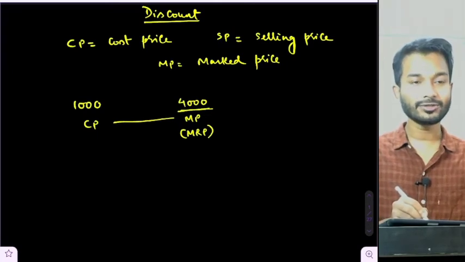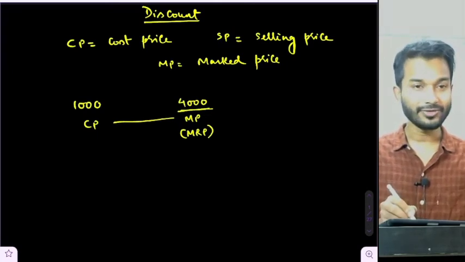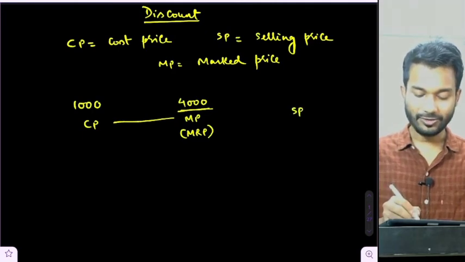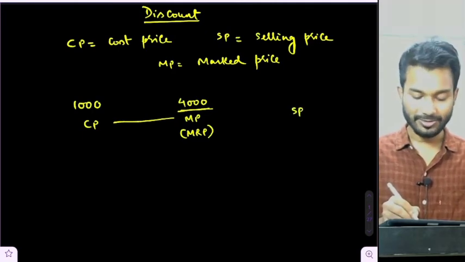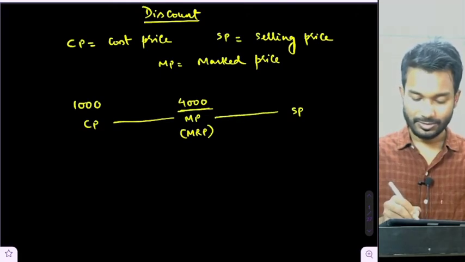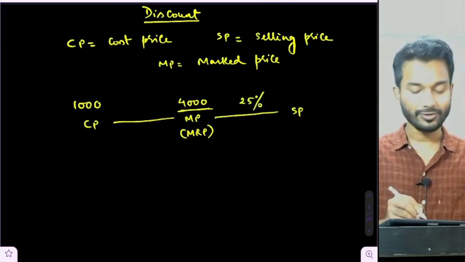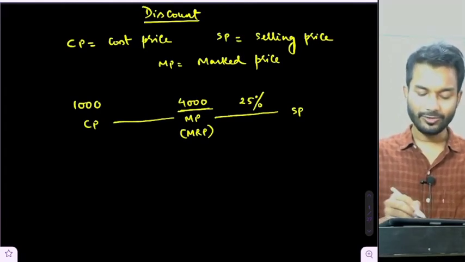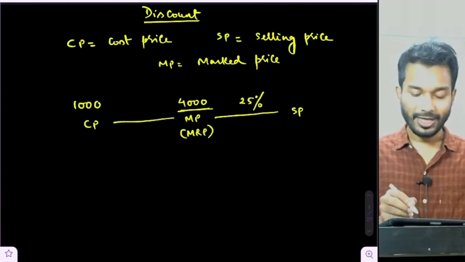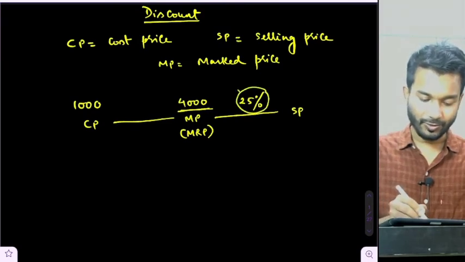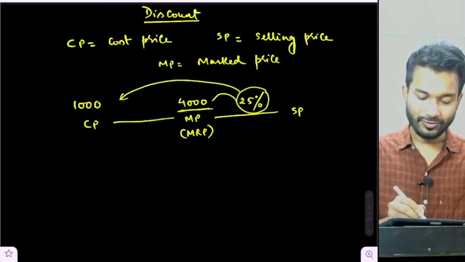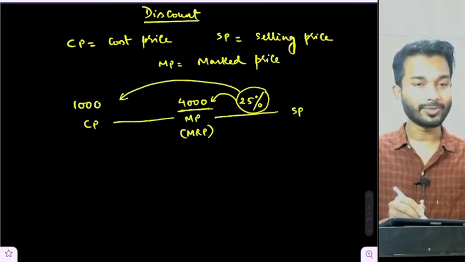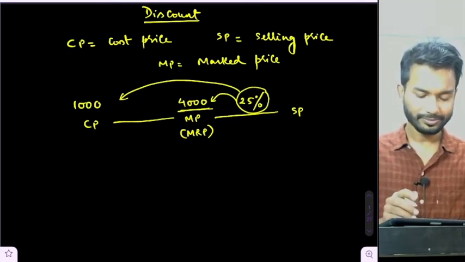Then I will sell it. But if I sell for 4000, it is overpriced. So I'm giving some discount and selling it. While selling, I'm giving 25% discount. Then I will sell the article. Now see, some terms are there. Now 25% discount means what? Am I giving 25% discount on 1000 or on 4000? Answer is, discount is always given on the mark price, not on the cost price.